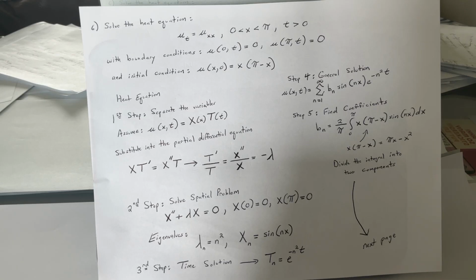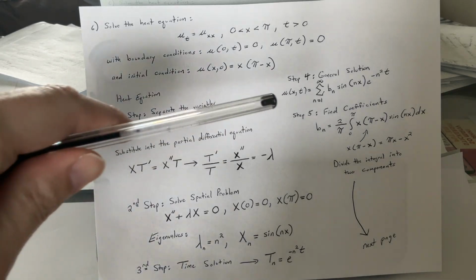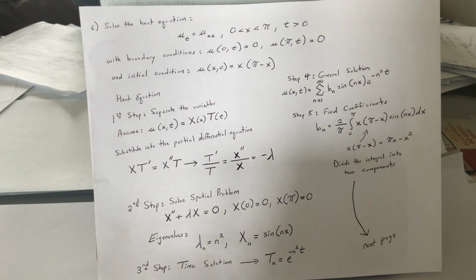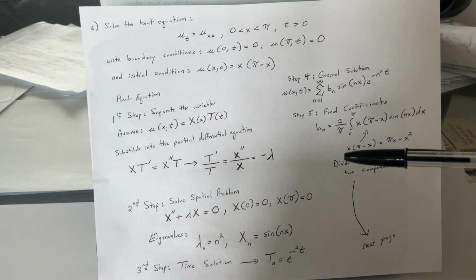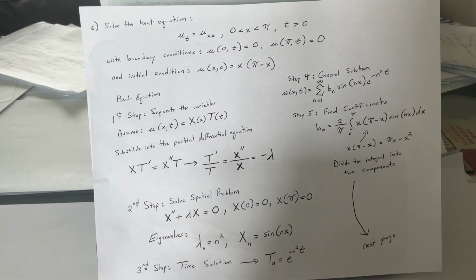Now, what we want to do here, and this is where we're going to have to break this up, we want to find the coefficients in step 5. So b sub n is 2 over pi integrated from 0 to pi x times the quantity pi minus x sine of nx dx. So if we expand this, we get pi x minus x squared. And what we're going to do here is divide the integral into 2 components.